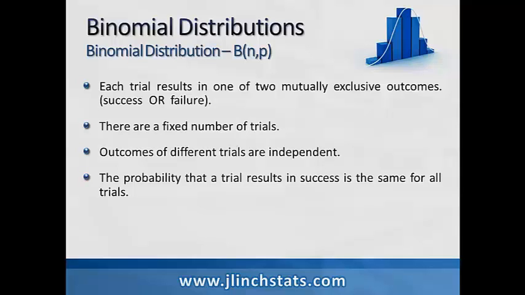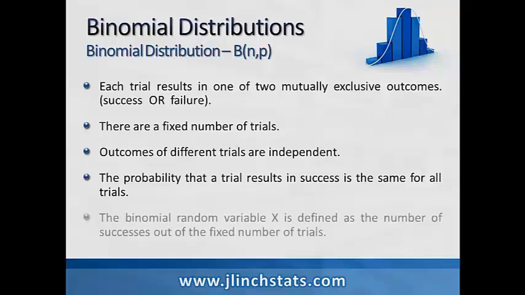So the last two statements kind of go hand in hand. Outcomes of different trials are independent. In other words, a previous trial's result will have no impact on the outcome of the next trial. And the probability that the trials will result in success or failure is the same for all trials. The binomial random variable x is defined as the number of successes out of the fixed number of trials. All of these ideas are essential to defining a binomial probability.